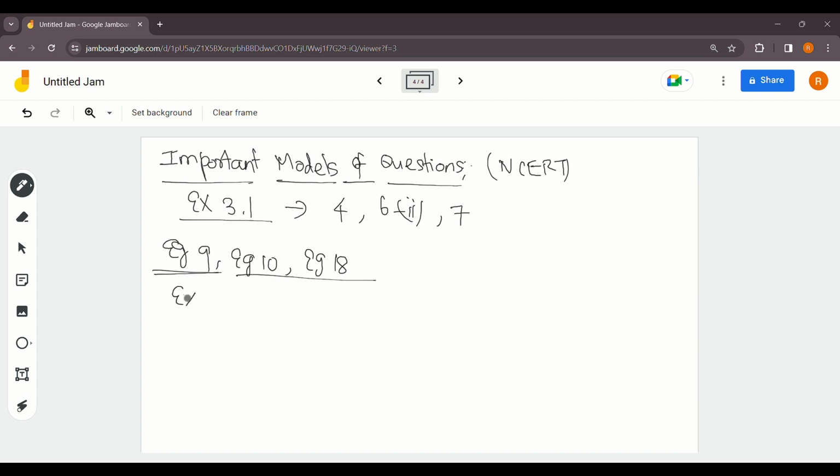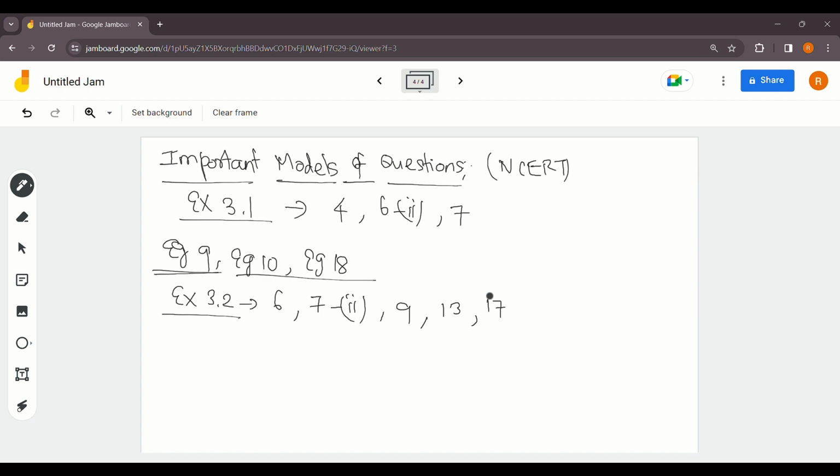And now in exercise 3.2, you can practice these questions: sixth sum, seventh, especially the second subdivision in seventh, and then ninth, and also 13th, and 17th sum. And with this, the second exercise is over.